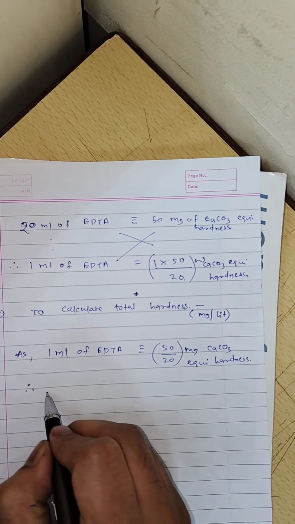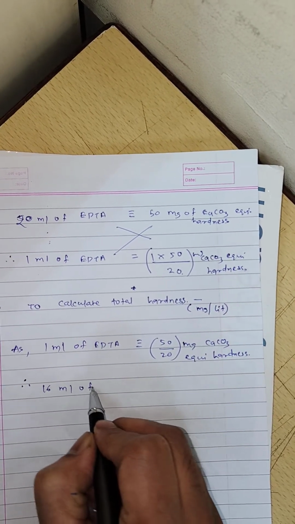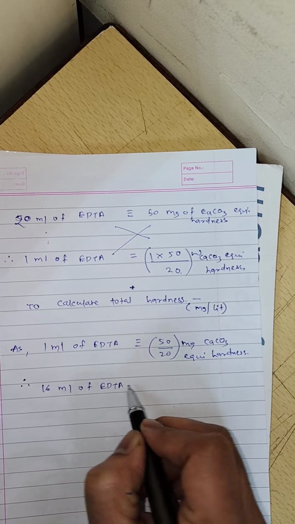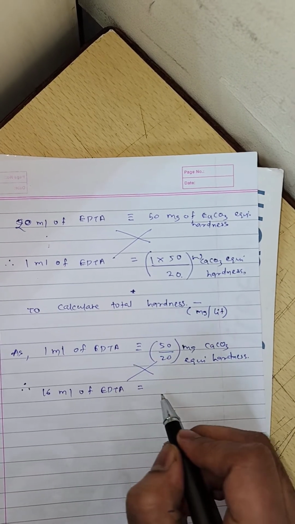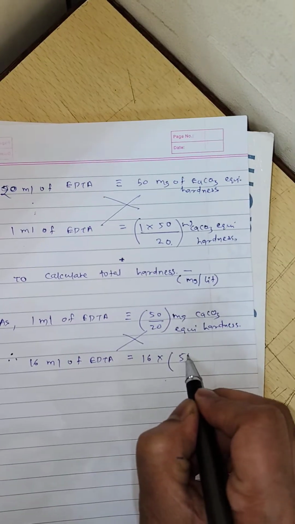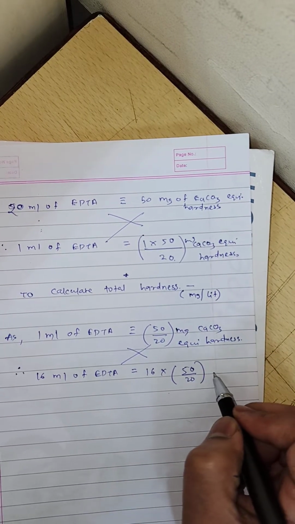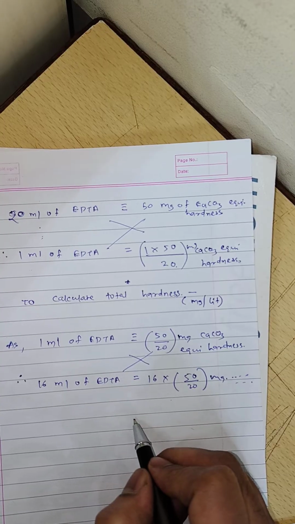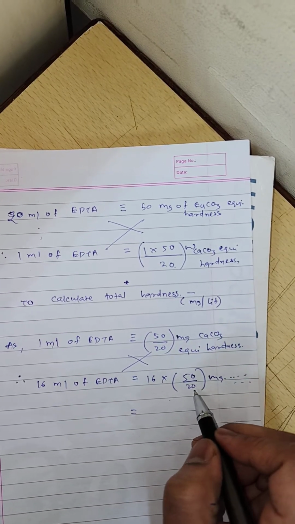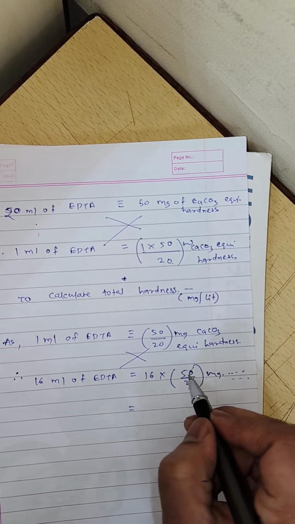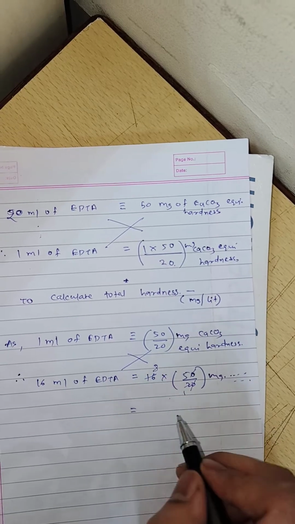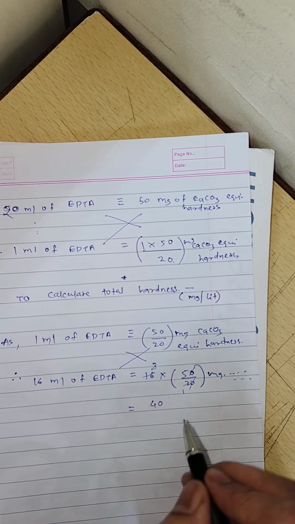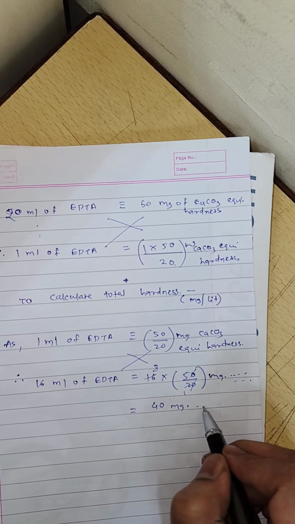Therefore, 16 ml of EDTA corresponds to what? So this is cross multiplication. 16 into 50 by 20 milligram CaCO3 equivalent hardness. You can write down. So what is the calculation? So 0 will get cancelled. 2 1s are 2, 8s are 8, 5s are 40 milligram CaCO3 equivalent hardness.